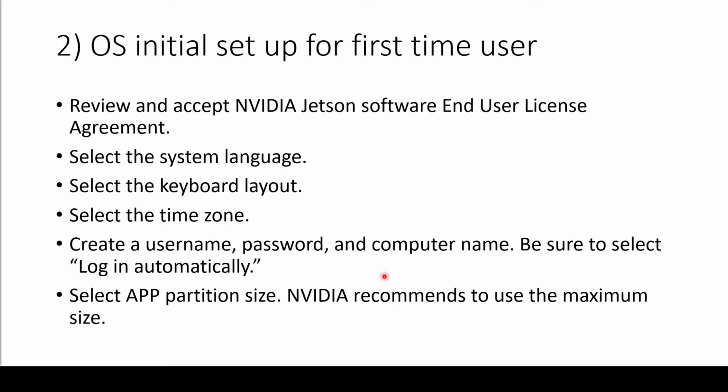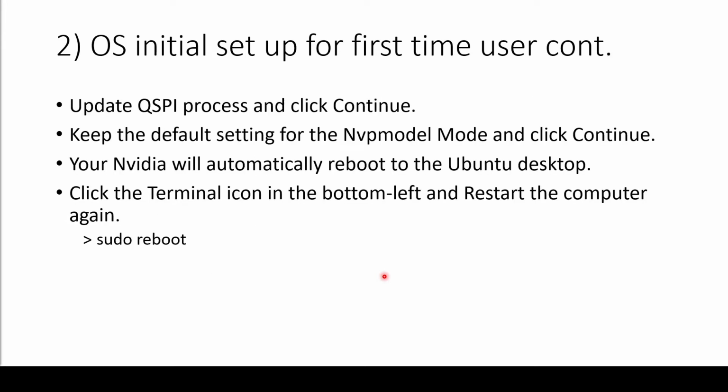So this is the final part of the first time setup. You are recommended to choose the maximum size of your memory card, so at the end, you won't really use it for anything else. And then it will continue with the QSPI process and keep the repository of the NVP model. You don't need to change anything.